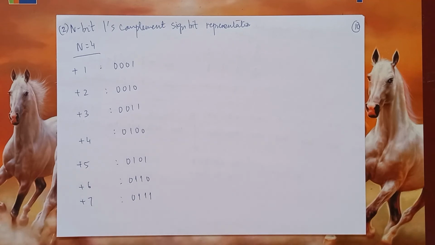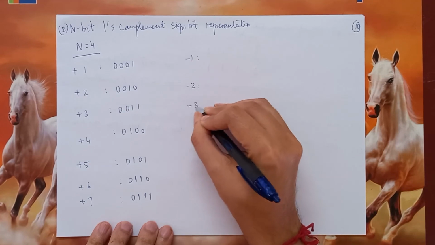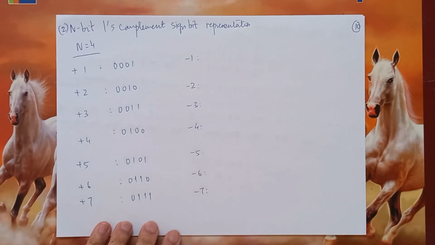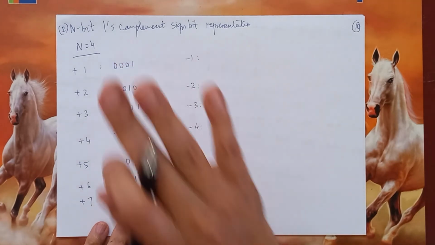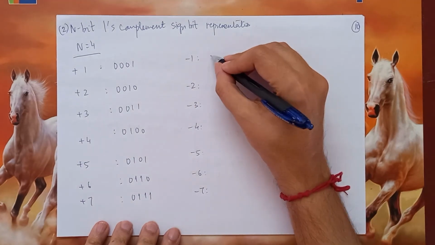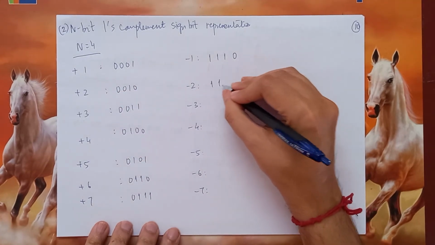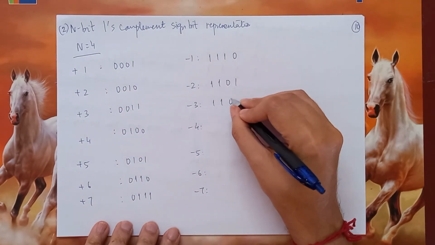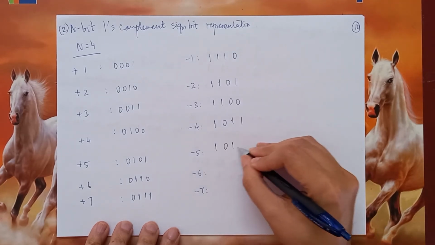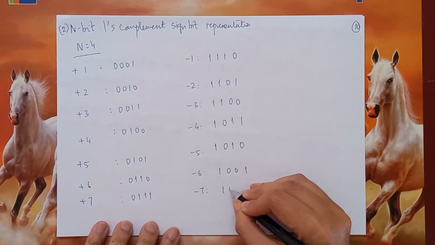We have to represent the negative numbers also. So therefore, let us try to do minus 1, minus 2, minus 3, minus 4, minus 5, minus 6 and minus 7. All that you need to do is simply take the ones complement of this entire 4-bit number. So the ones complement of this will be 1110. Ones complement of this will be 1101. This is 1100. This is 1011. This is 1010. This is 1001. And this is 1000.